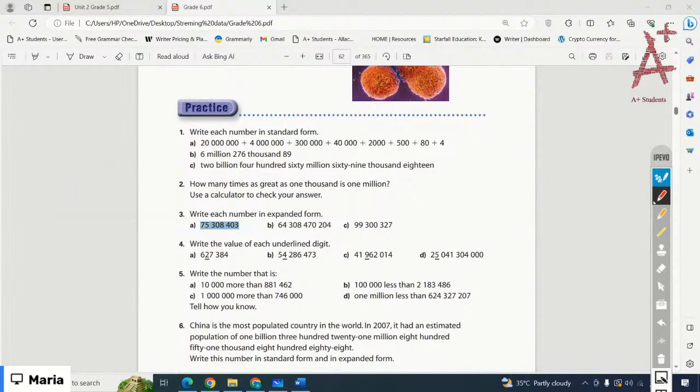Okay, the next one is, let's just start with question number 9. Write the number 10,000 more than 881,426, right? That means you have to add 10,000 to 881,426, right? So when you add, let's just see, 10,000, let me just write it on board.